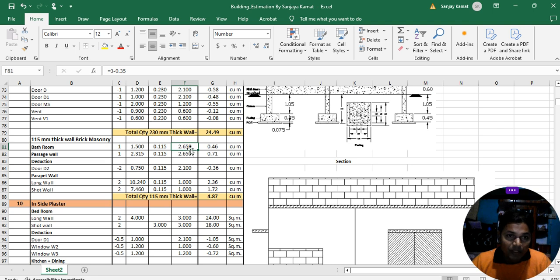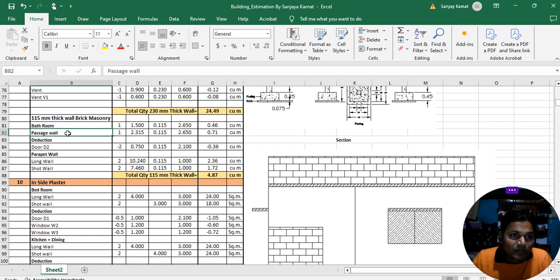You have to take the depth of this bathroom, okay? Then depth will be how much? Depth will be 2.650 meter. So once again you know the four values, multiply all of these, then you will get 0.46 cubic meter.